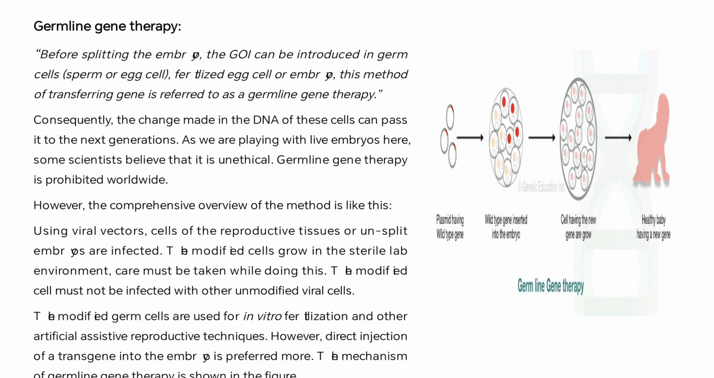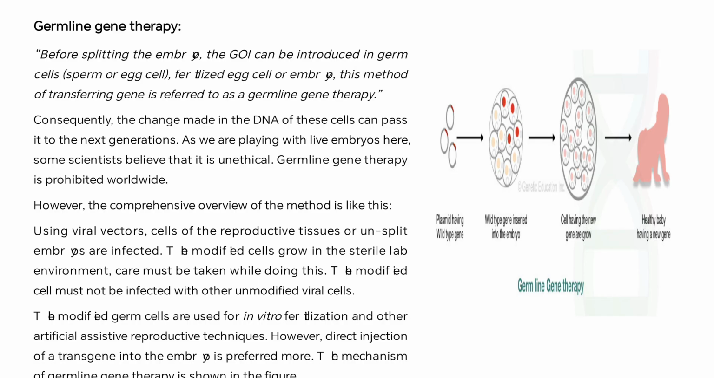Next is germline gene therapy. Before the embryo splits, we take out the embryo containing germ cells. It may be sperm or egg cells, the fertilized egg or embryo. The method in which the gene is transferred to these is called germline gene therapy. Consequently, changes are made in the DNA. These cells can pass to the next generation also.